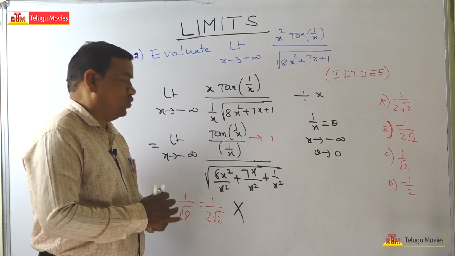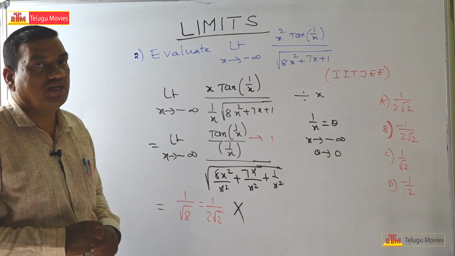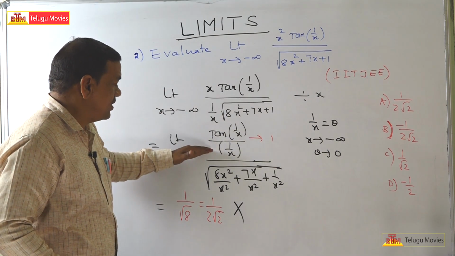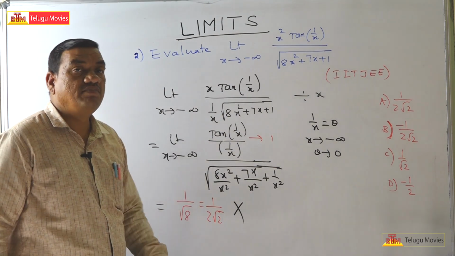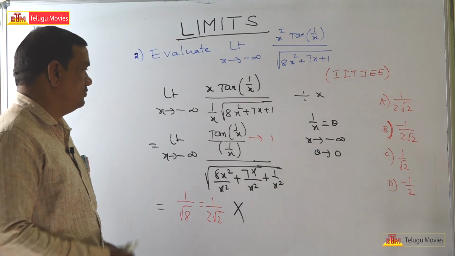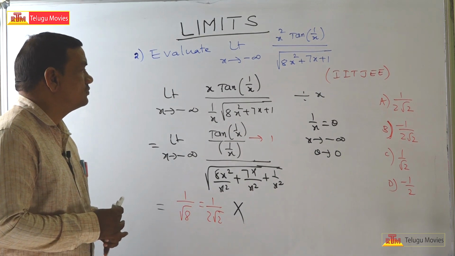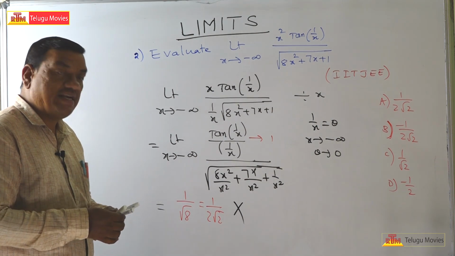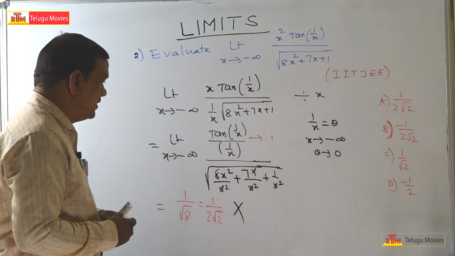So as per the formula, we get root 8, so 1 by 2 root 2. Then where is the mistake committed? In which step? Either first step, second step, third step? Where is the mistake committed? If you observe here, the mistake is committed here.